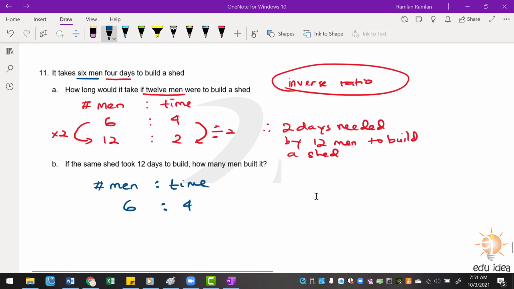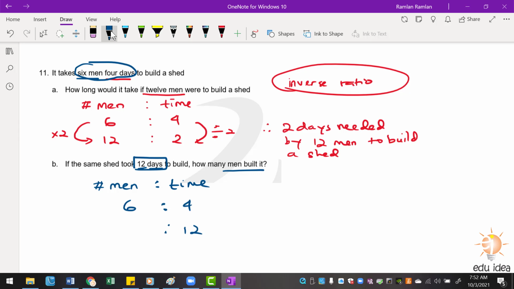Okay, again, from the question, we know that the number of men to the time is a ratio of 6 to 4, right? From here, 6 to 4. And then in question B, if the same shed took 12 days, then 12 is the days, which is the time. So we can write down 12 in here, right? And then we want to know how many men, right?